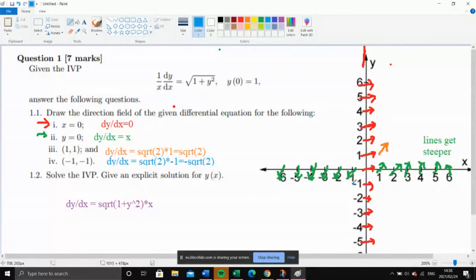A line at the point (1, 1) that looks like that. So it's a bit steeper than this line, but a bit less steep than that line.